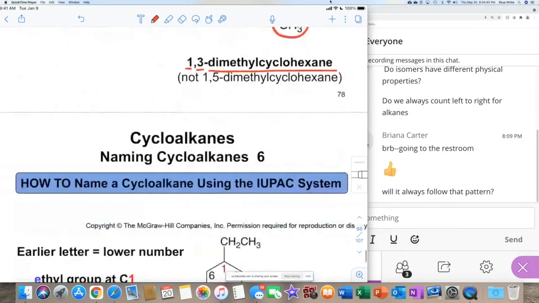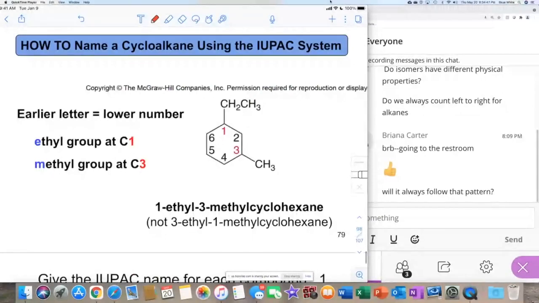What about the one we're working on? Oh, finally, back to this. Once we had that, you then write the one that's E first. So 1-ethyl-3-methylcyclohexane. Remember, the lower number goes with the side group whose name starts with a letter that appears first in the alphabet.